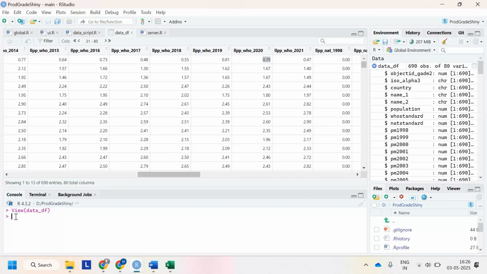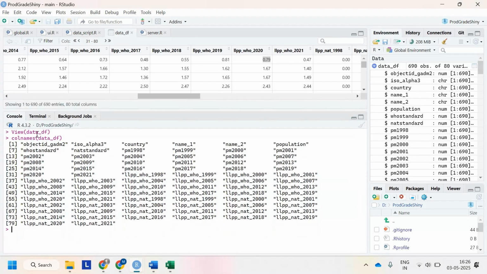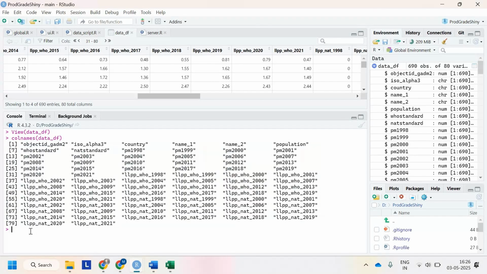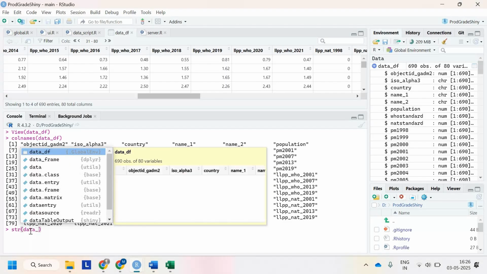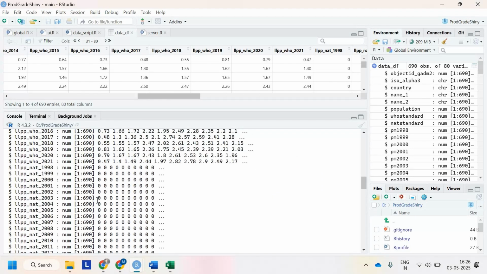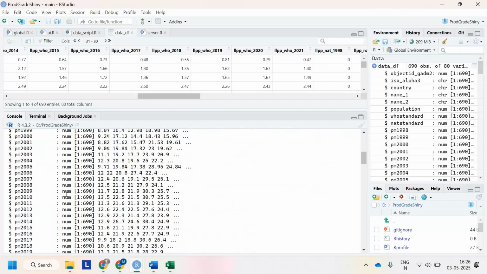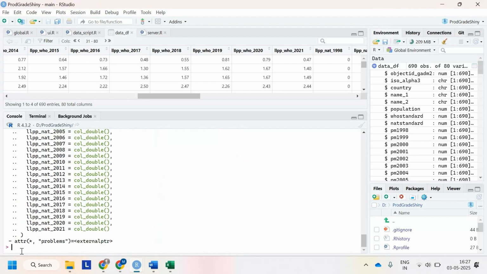So let me print the column names. For printing the column names, you just have to write colnames and write data.df. So these are the columns that we have in our data frame, right? And again, you can see the structure of the data by using the str function. You can see the structure: character type, numeric type, integer type, all these things are given here.